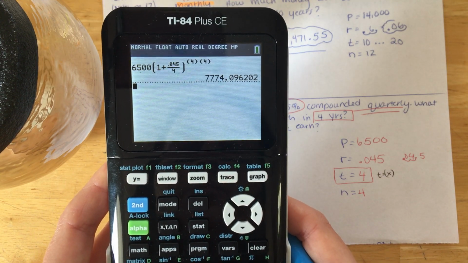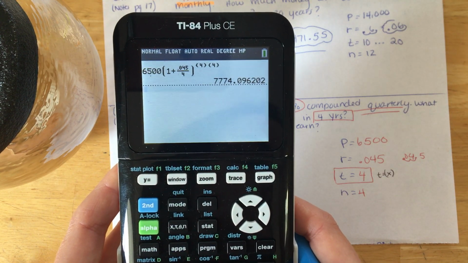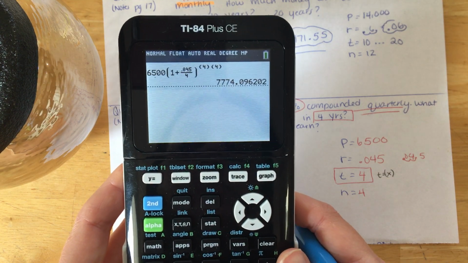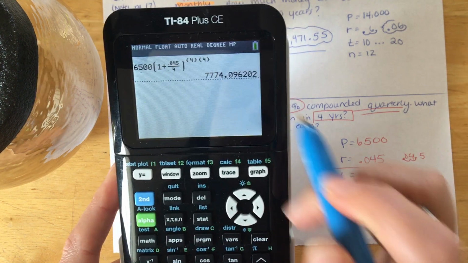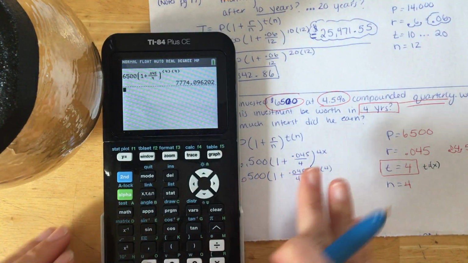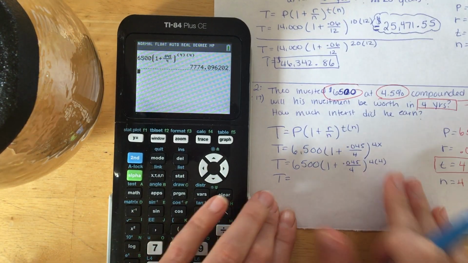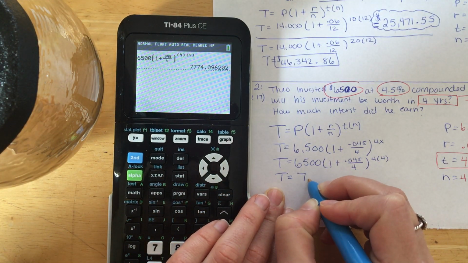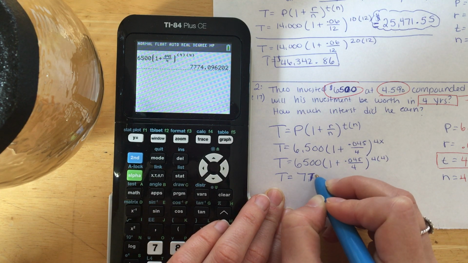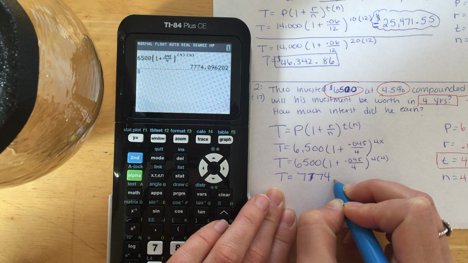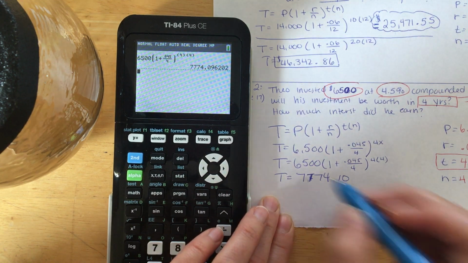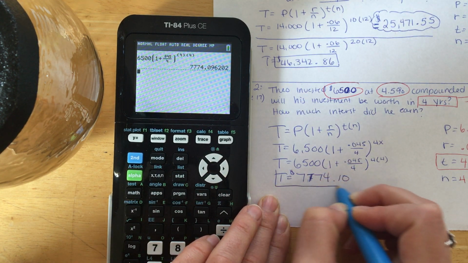Enter. So the amount made is $7,774 and it looks like 10 cents when rounded. So $7,774.10. After you round, make sure you have the dollar symbol there. That's your answer.